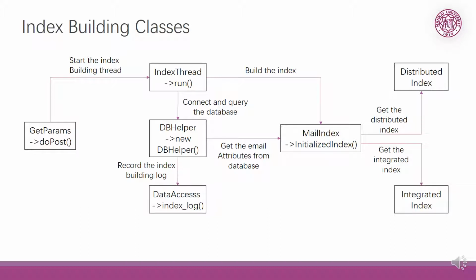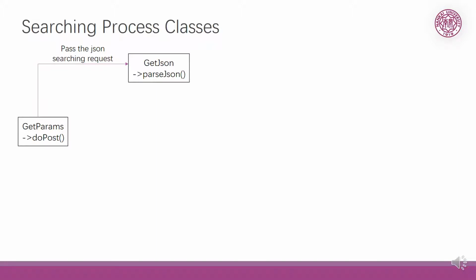Since we have built index files, what we are going to do is dealing with users' searching need. Users send the post request to server using browser in the way of JSON. We still use class getParams to accept users' request. The doPost method receives the searching request and passes the JSON string to the getJSON object created. The parseJSON method of class getJSON will parse the JSON string, generate, and return the searching structure.